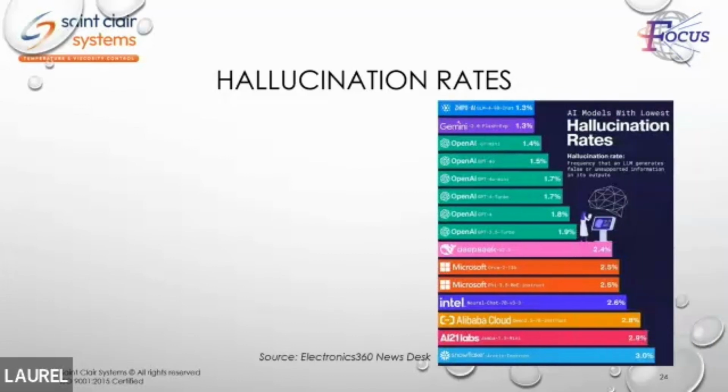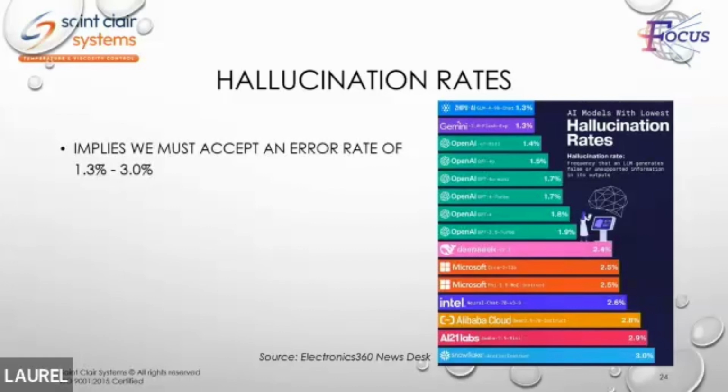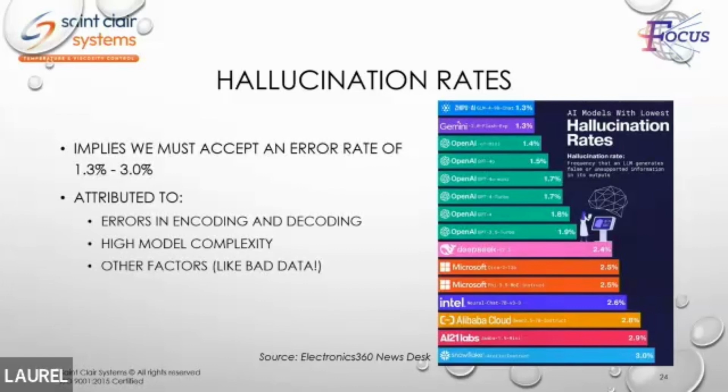Electronics 360 News Desk goes on to publish the hallucination rates of the top 15 AI models. Take a look at those. What this graph is telling you, this graphic, is that you're going to have to accept an error rate of 1.3 to 3% when you turn your painting process over to AI. Is that doable? I mean, what's causing this? Errors in encoding and decoding, high model complexity, that's a paint shop, and other factors like bad training or bad data. We've already talked a lot about the data.